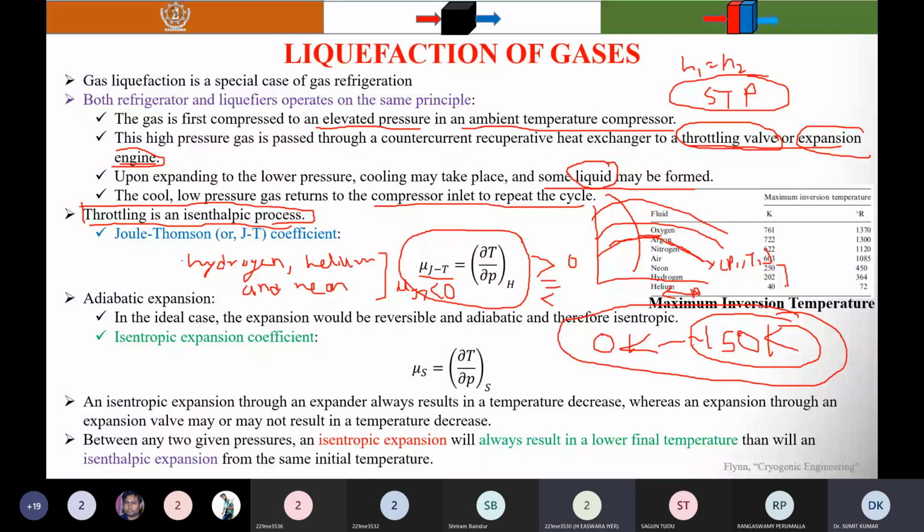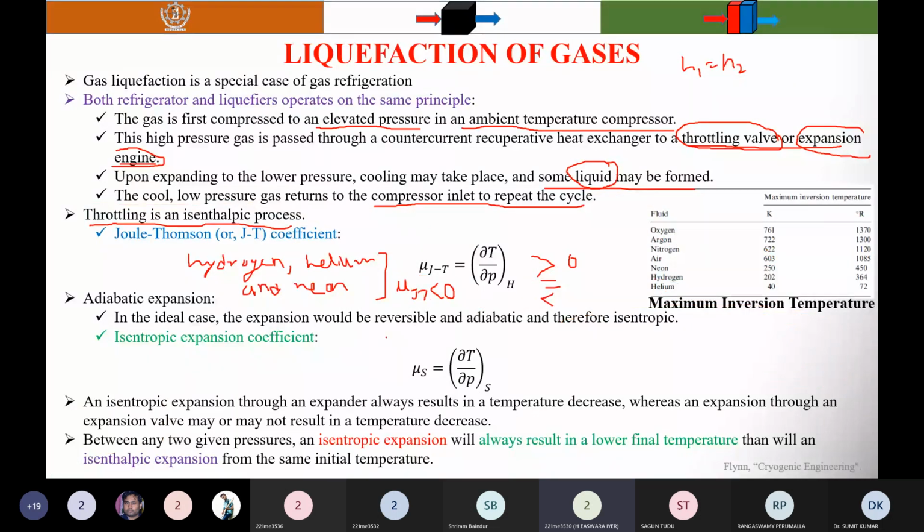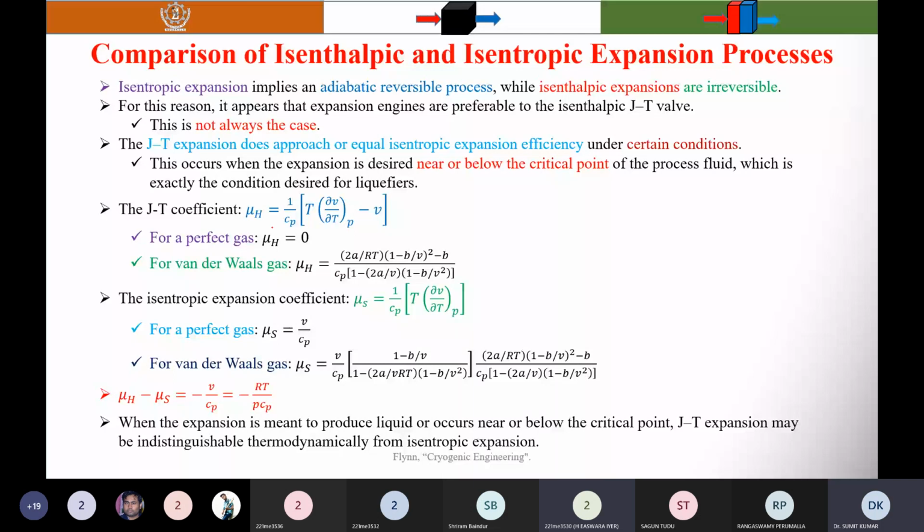Sir, one minute. Sir, but we can also express this Joule-Thomson coefficient as 1 by Cp into T into dou V by dou T at constant pressure minus V, right? Yes, sir. So in that case, for all the ideal gases this equation holds, PV equal to RT. So while differentiating this, we are talking about these relations, na? Yes, for a perfect gas, this is 0.